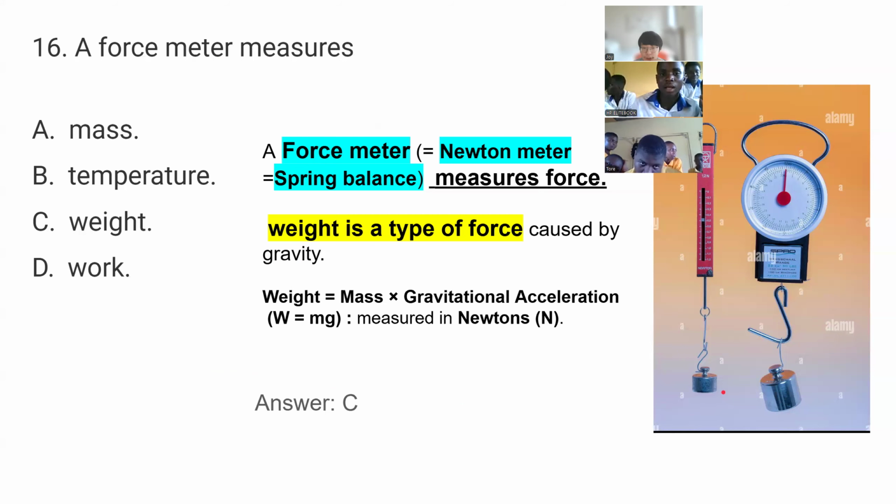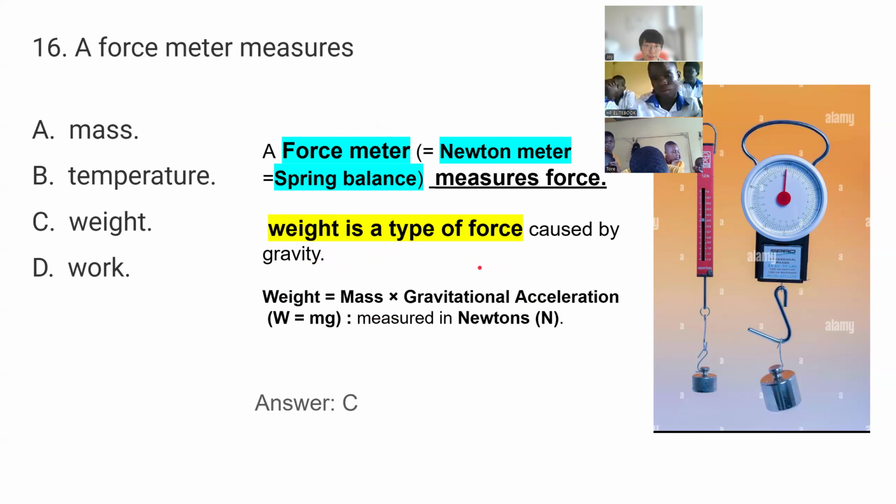So the answer would be C. It's the weight. And remember that weight is the type of force caused by gravity. So another way to put gravitational force in action is by weight. And weight is measured by mass times gravitational acceleration.